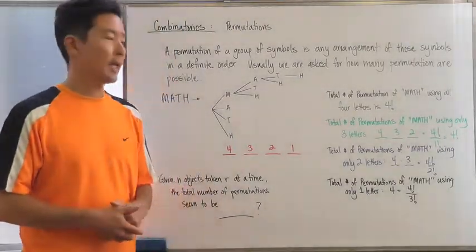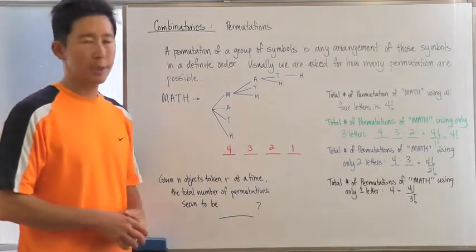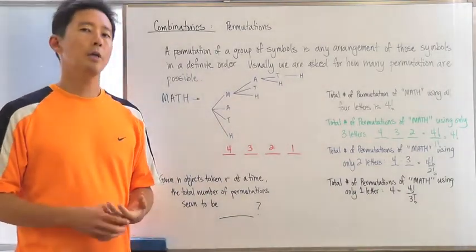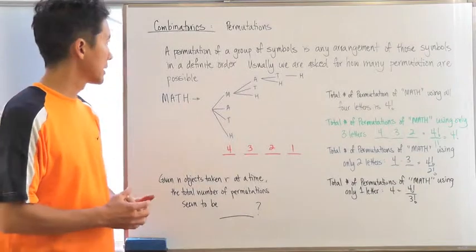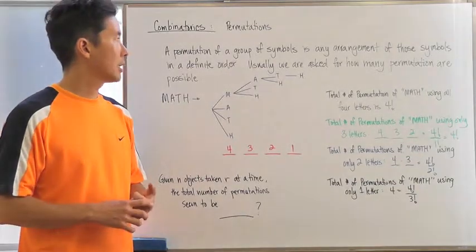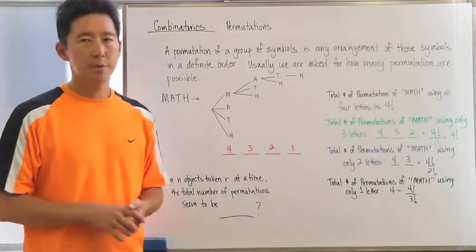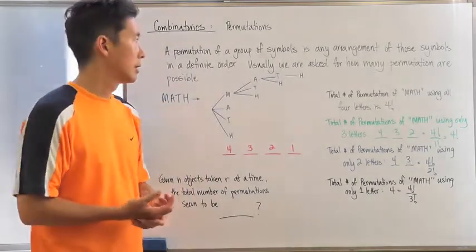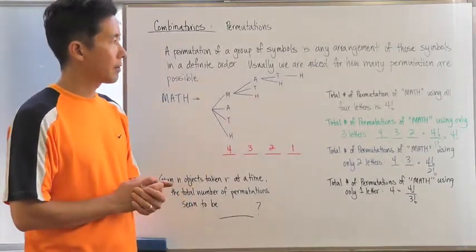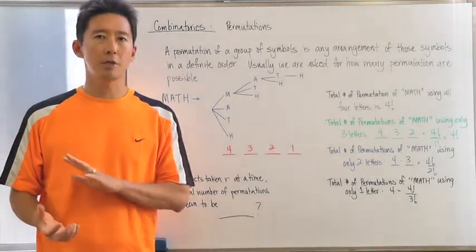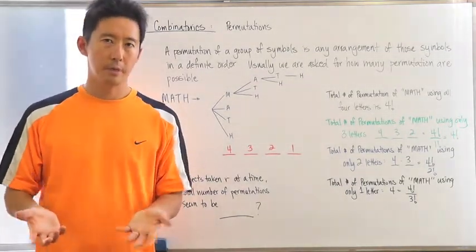Hello everyone, let's go ahead and continue with combinatorics. The next thing that we're going to look at is called permutations. Now, a permutation of a group of symbols is any arrangement of those symbols in a definite order. Usually what we're asked for is how many permutations are possible.